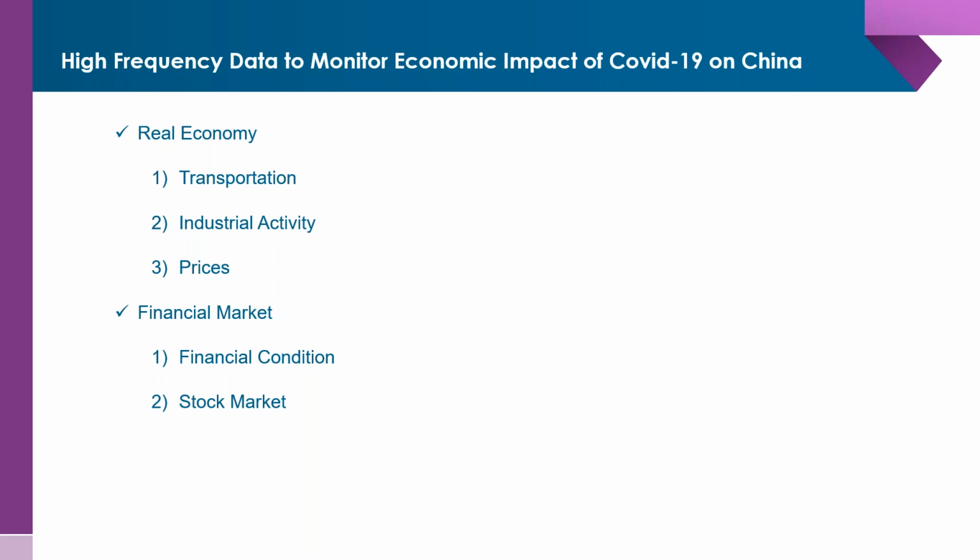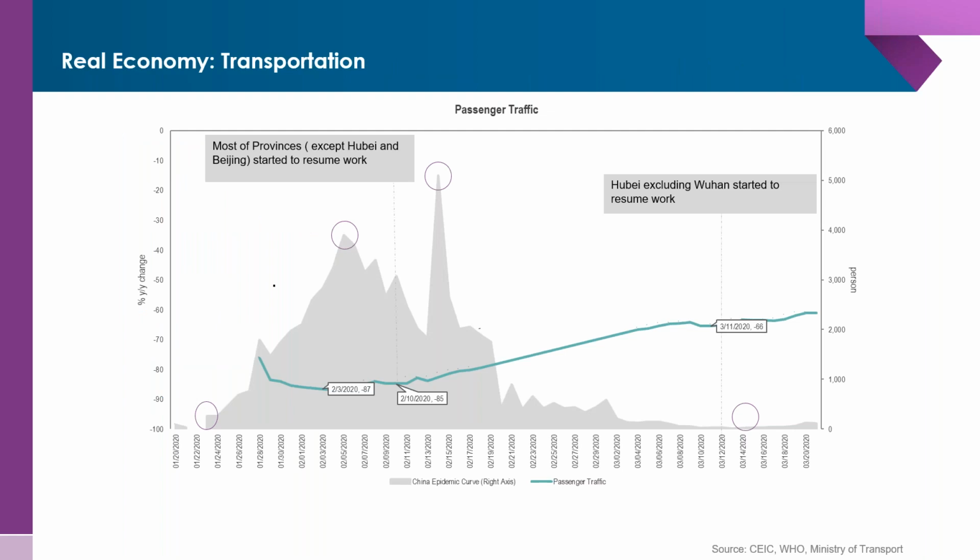With the opening of China's financial market to global investors, it's increasingly important to monitor China's monetary policy and financial markets. And the next slide shows two indicators. First, the gray area is China epidemic curve, which is the daily new confirmed cases of COVID-19. Second, the green line is the year-on-year growth rate of all passenger traffic by air, water, express, and train. This chart could help you to monitor the transportation condition in China.